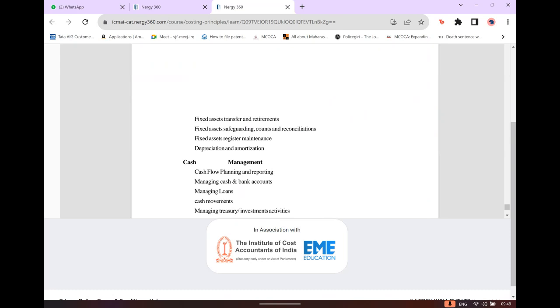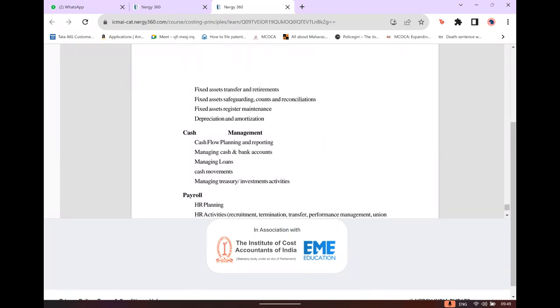Fixed asset register maintenance, like I told you, master data, fixed assets register maintenance, depreciation and amortization. You have to run the depreciation, calculate the depreciation, do the amortization. So you'll be doing all those things. In cash management, you do the cash flow planning. I told you cash flow can be operating activities, investment activities, and financing activities. So how do you manage cash and bank accounts? How do you pass entries? Who has the authority to withdraw? All those things will come here.